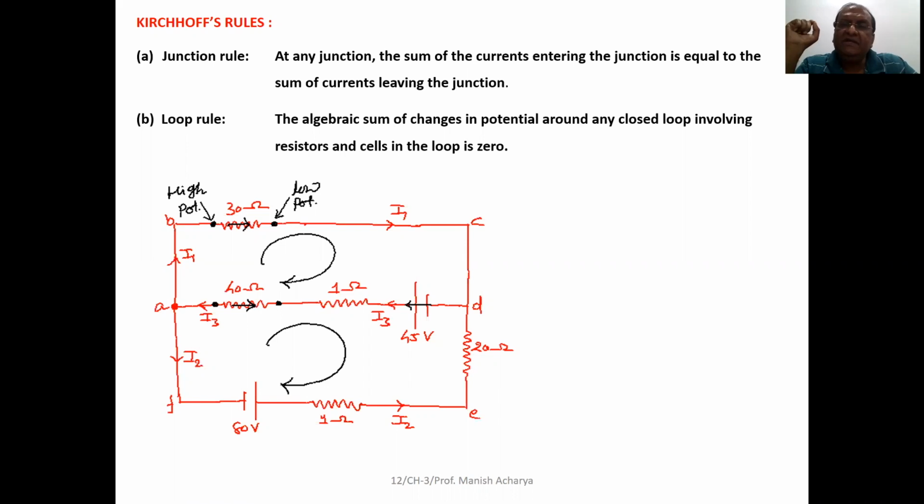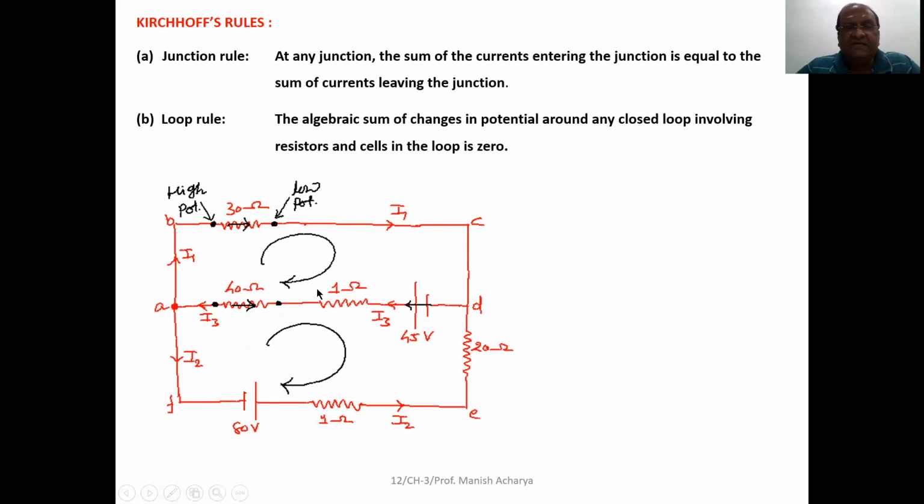Which point in the network is called a junction? The point or the terminal in the network where more than two components of the circuit are connected is known as a junction. And when a closed circuit is formed by connecting the components, it is known as a loop.